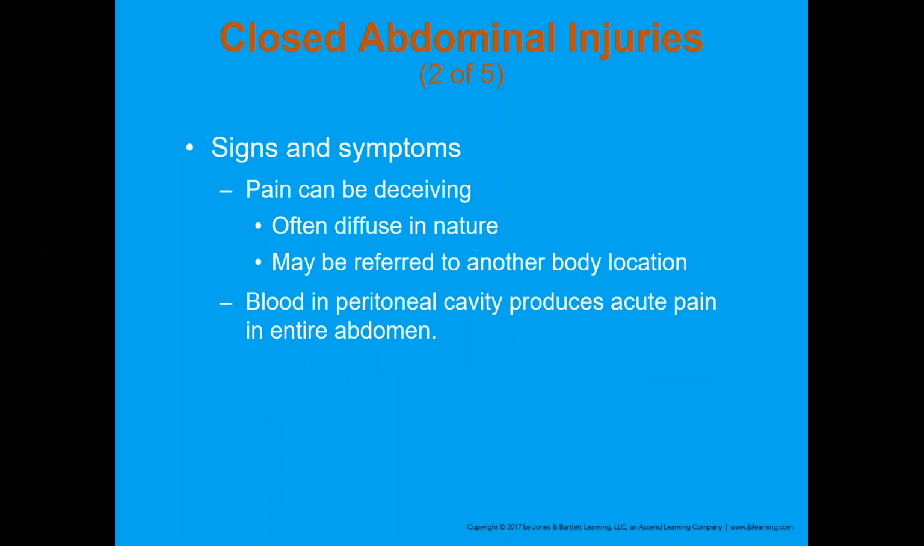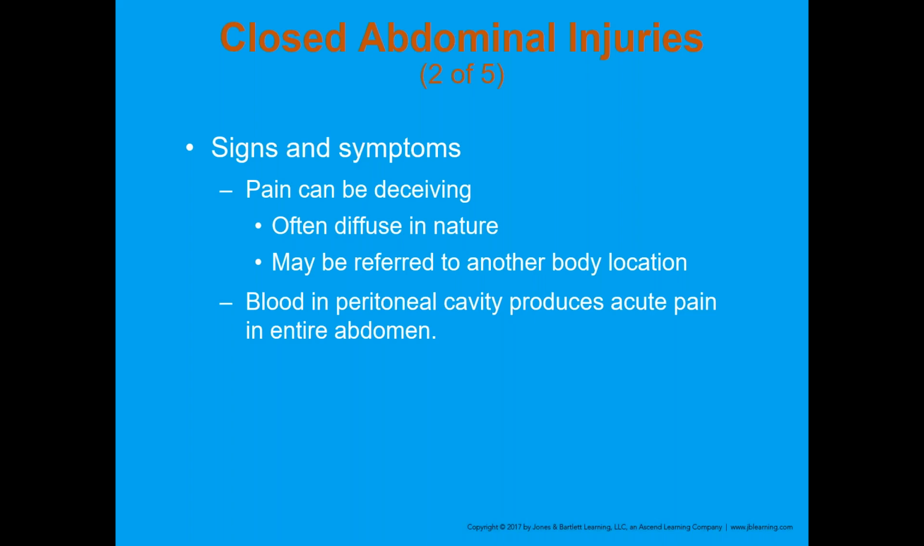Our signs and symptoms can be tricky. We can see very sort of diffuse pain. We can see pain that is referred to another location. Blood in that peritoneal space. This is the take home. Blood in that peritoneal space is going to be acute pain in almost the entire abdomen. Things are leaking into that abdominal cavity that are not supposed to be just out there floating around in space.